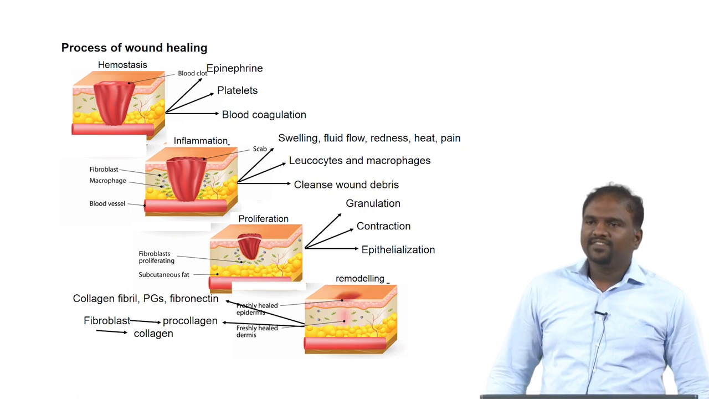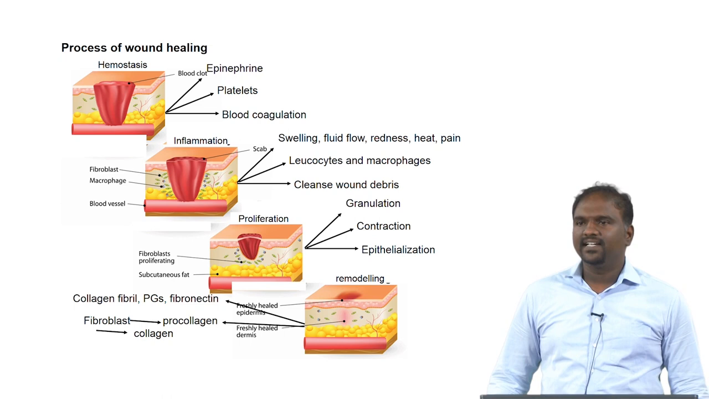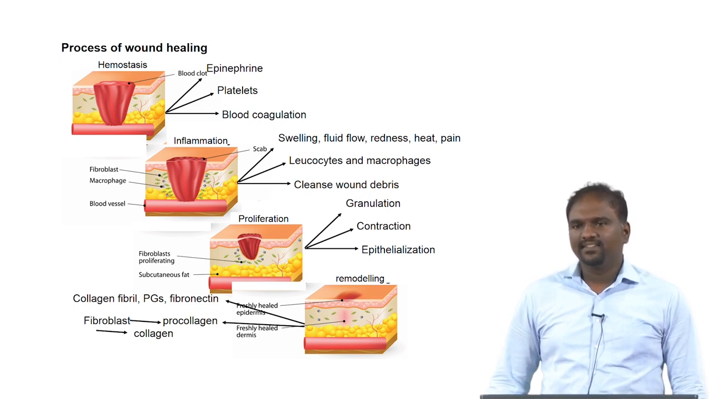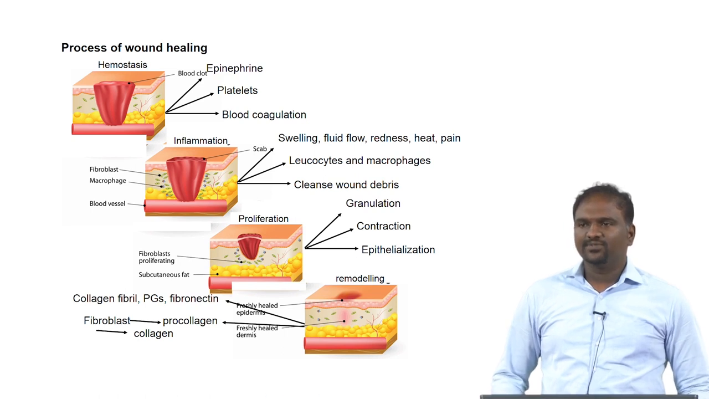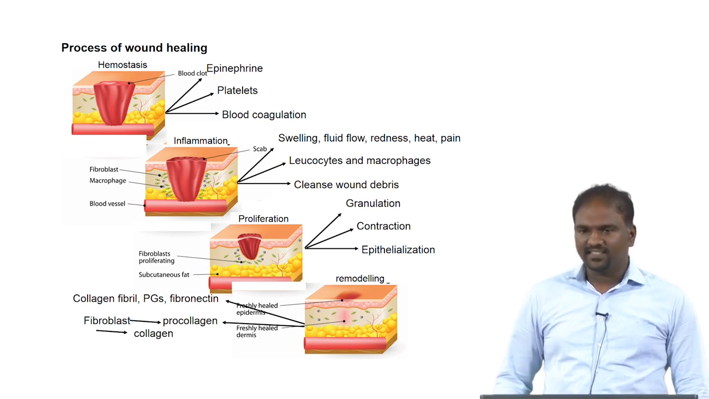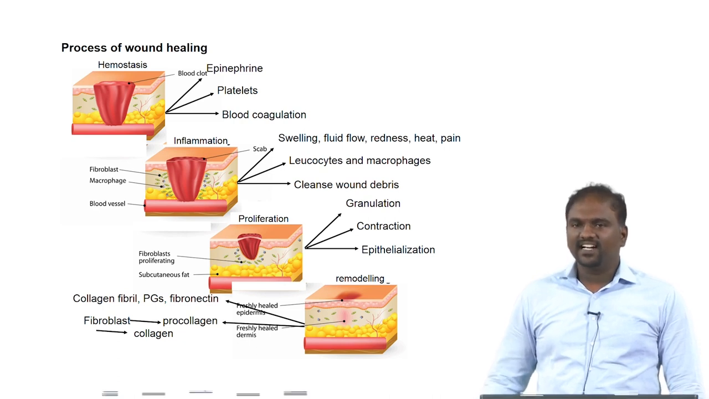Because of this network, we get the fresh or regenerated tissue. If the collagen is not twisted and is not forming a proper network, the mechanical strength of the tissue that is formed will not be equivalent to normal skin. So if we get a wound, we ourselves will be able to see such a difference.